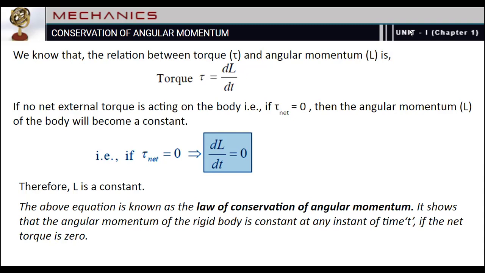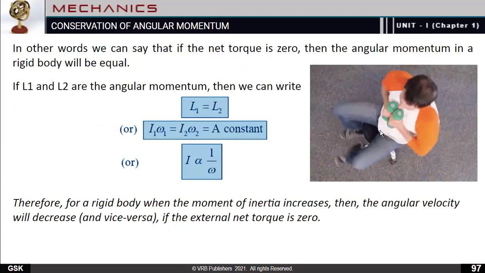If there is no external torque acting on the body, then we can say tau net, the net torque, is equal to 0. Then the angular momentum L will be a constant. That is, if tau net is equal to 0, dL by dt is equal to 0. Therefore, L is a constant.